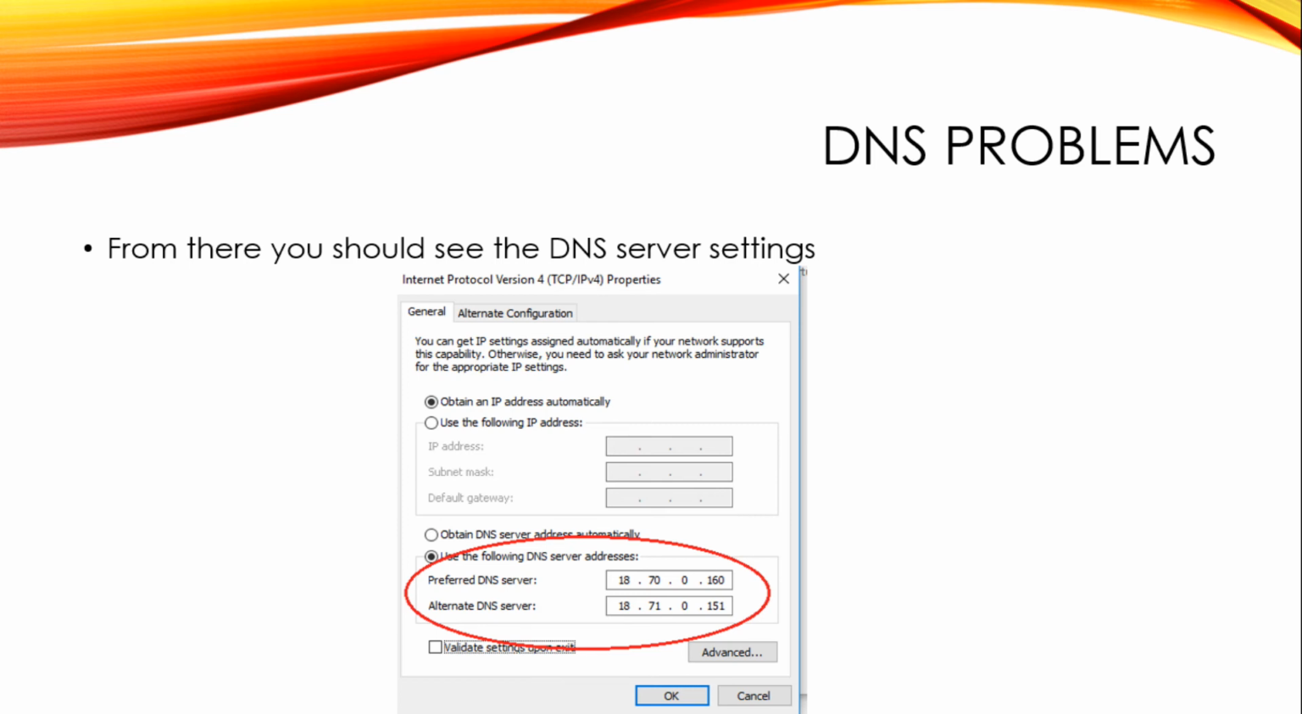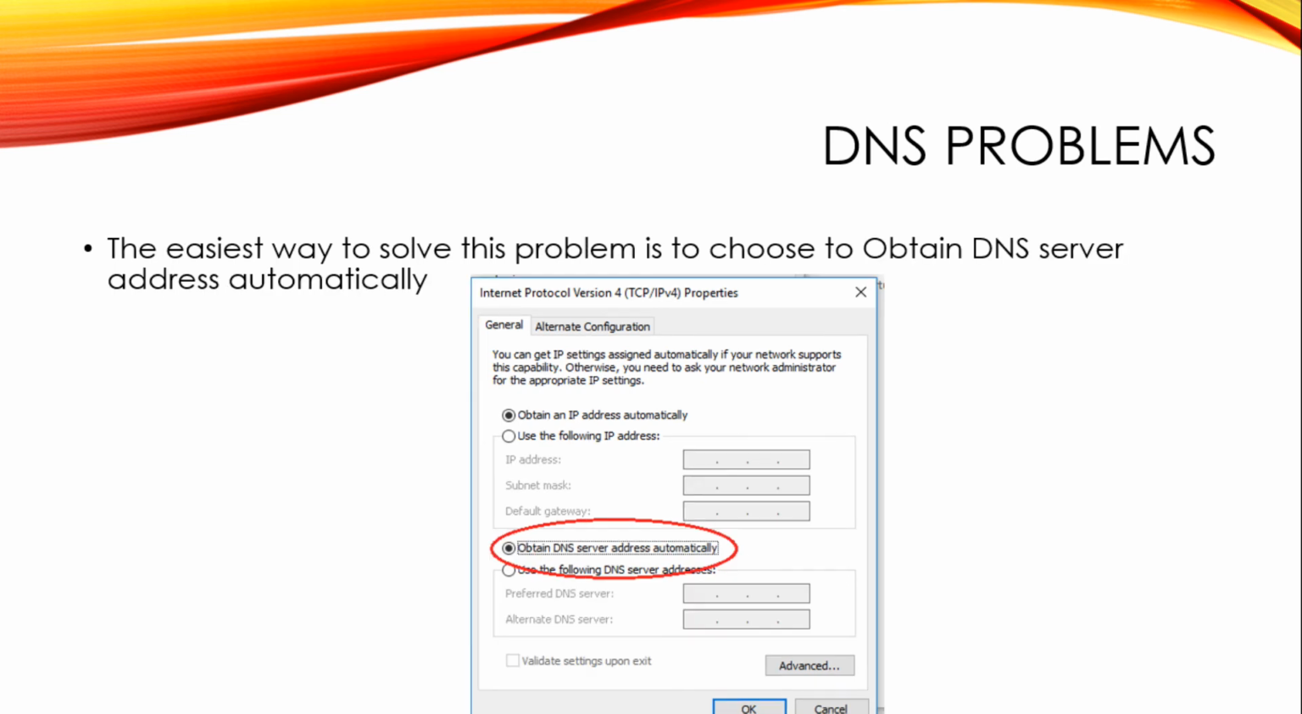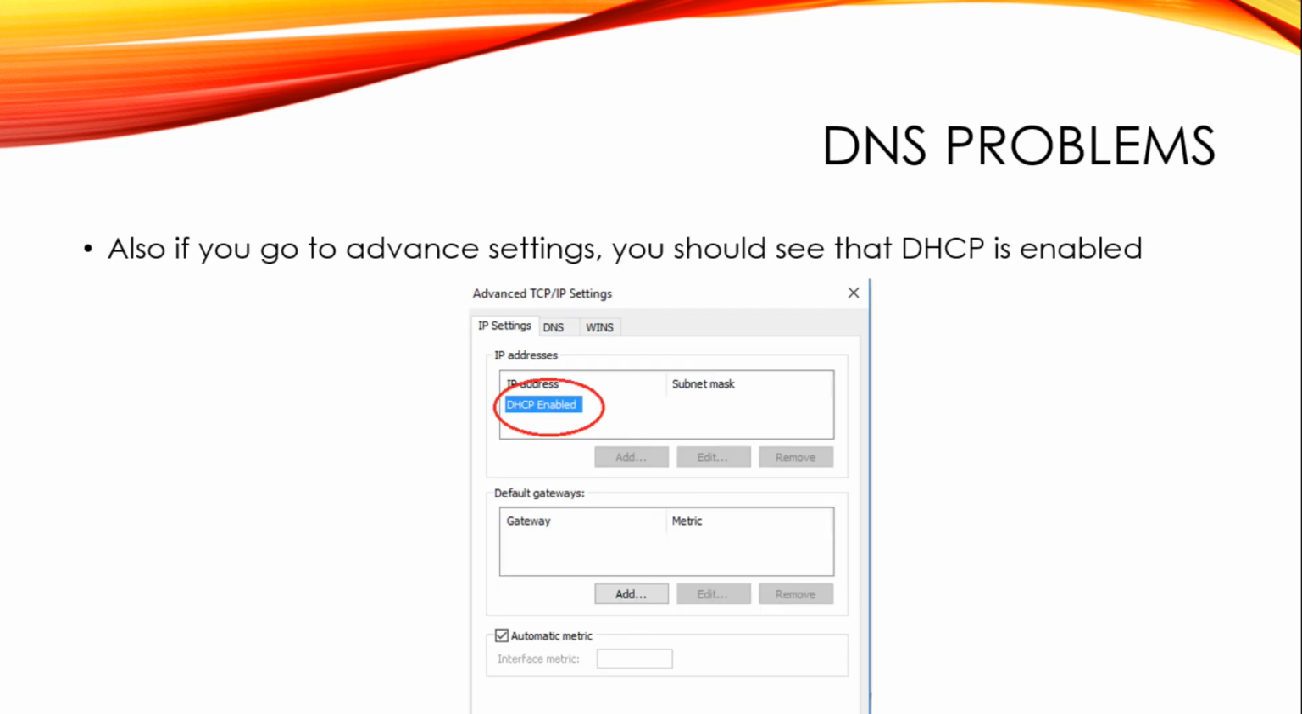So how to solve the problem with the DNS settings, the easiest way will be to choose to obtain DNS server address automatically. So that should be sufficient to solve our problem, especially if we are just using it at home. Also, if we go to the advanced settings, we should see that the DHCP is enabled, which we previously saw while checking using the command prompt.